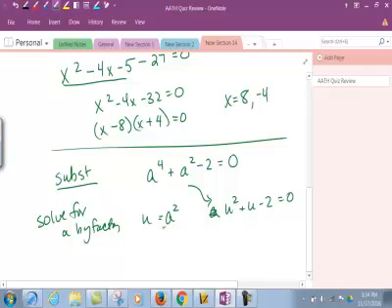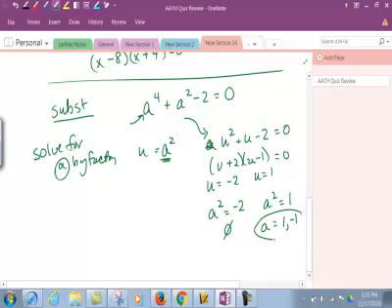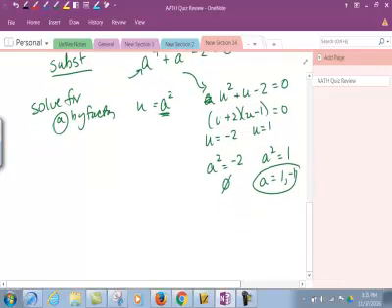All right. The reason we picked a squared for u is because then to get to a to the fourth we have to take a squared squared. So simple factoring, (u plus 2)(u minus 1) equals 0. So when we solve, we get u equals negative 2, u equals positive 1. But we're not done because we want to solve for a. So if a squared is equal to negative 2, there is no solution. And if a squared is equal to 1, a could be 1 or negative 1. And those are the two solutions.